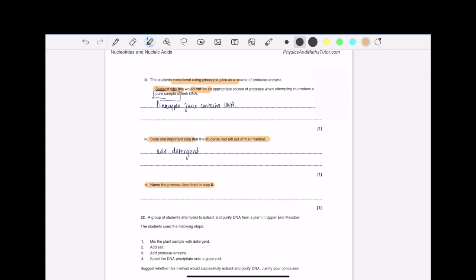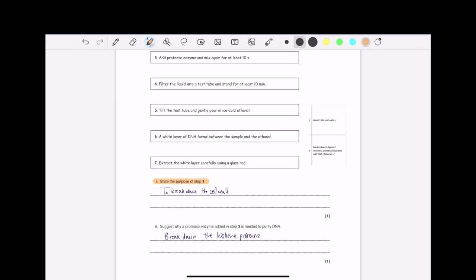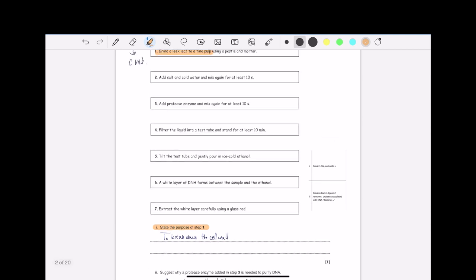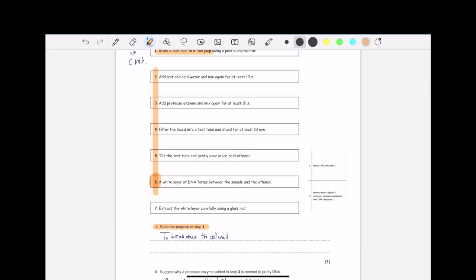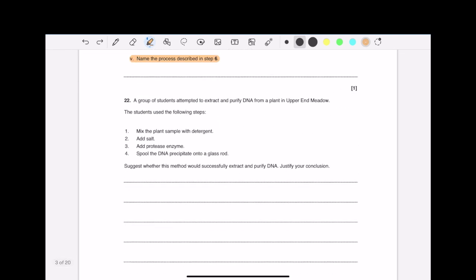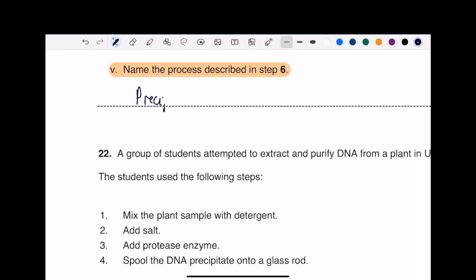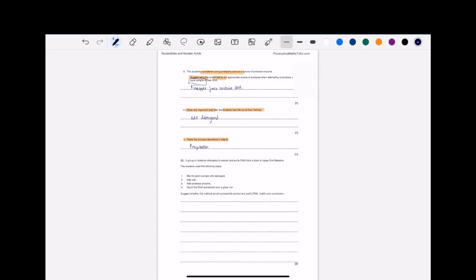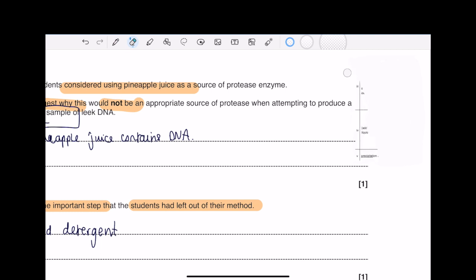Name the process described in step 6. A white layer. Actually, when I was reading the steps and I got to this part, I was about to say the answer. If you know the answer before I say it, then that's great, but let's read it again. A white layer of DNA forms between the sample and the ethanol. That is called precipitation. You just need to learn it. Okay, let's check the answers. Yep, we got them all correct.